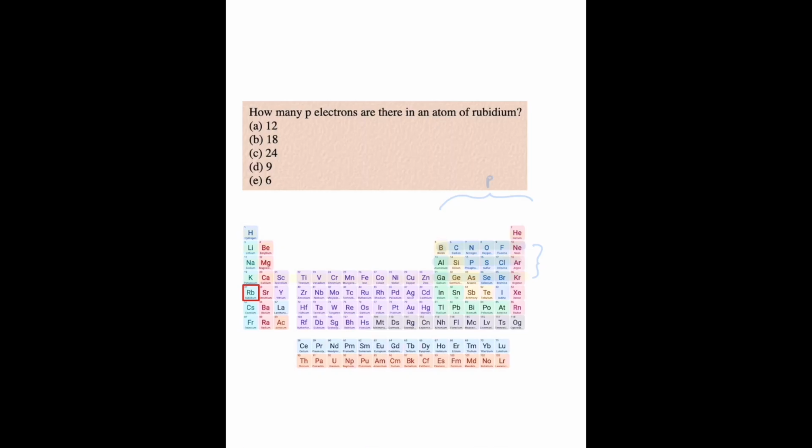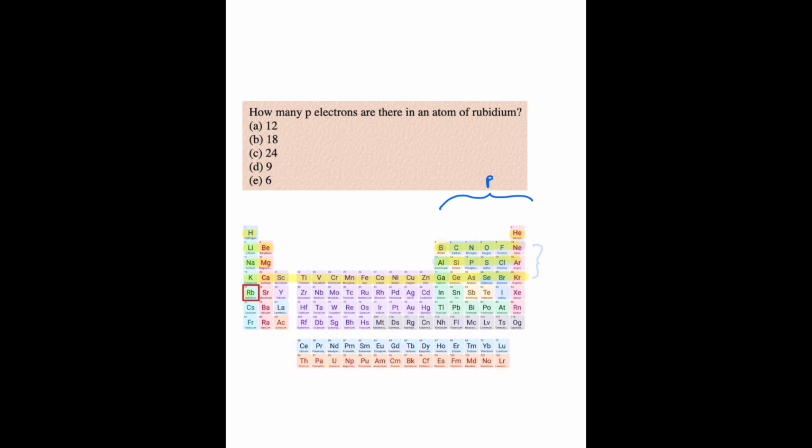The question asks, how many p electrons are there in an atom of rubidium? So I've outlined rubidium in red on the periodic table, and I'll quickly highlight the atoms that are involved in the electron configuration for rubidium. So all of these highlighted in yellow leading up to rubidium. And it wants to know the p electrons.